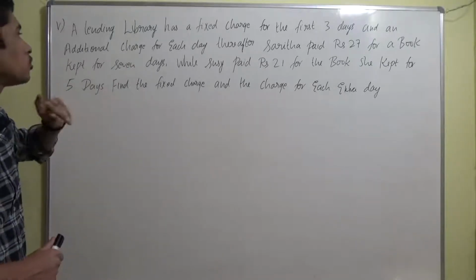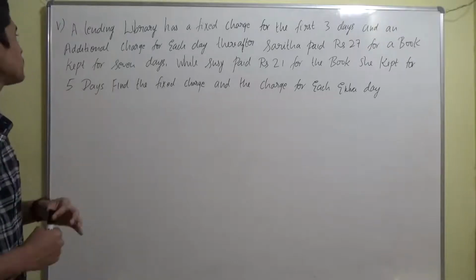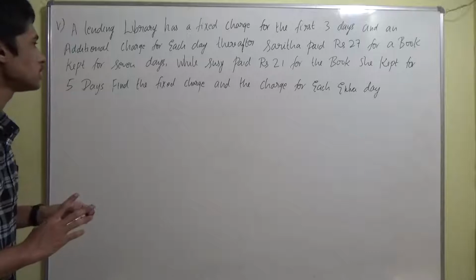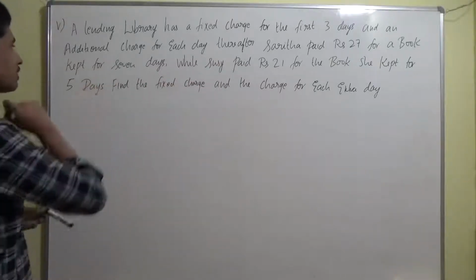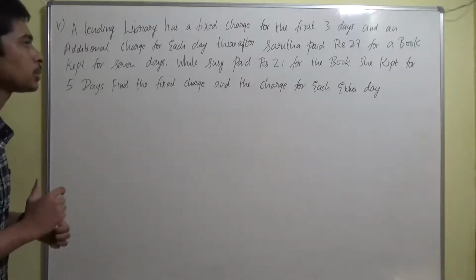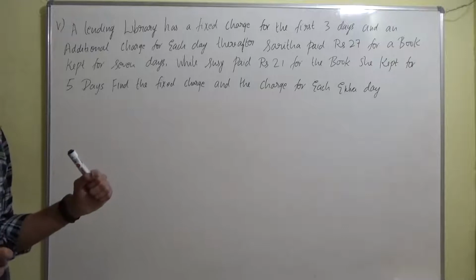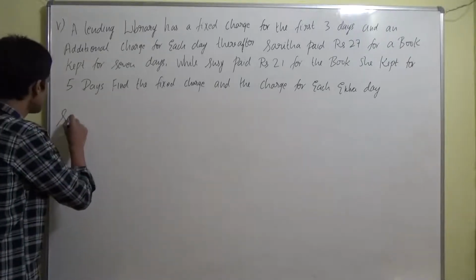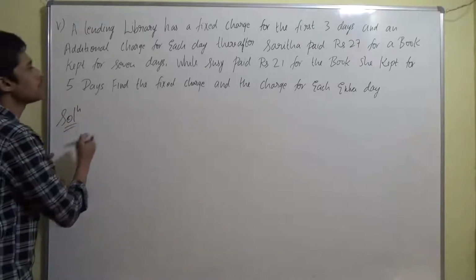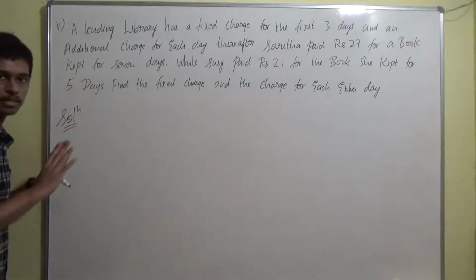And okay, so there are two people, Sarita and Susie. Sarita paid rupees 27 for the book kept for 7 days, and Susie paid rupees 21 for the book she kept for 5 days. Find the fixed charge and the charge for each extra day. So this question is easy itself, guys, but I think there is a small tricky part in this. I'll tell you guys what the small tricky part is. So first let's start by assuming the variables.